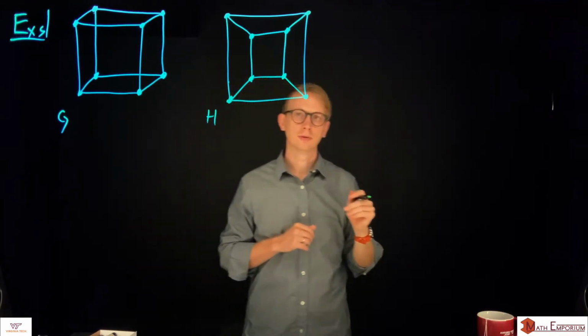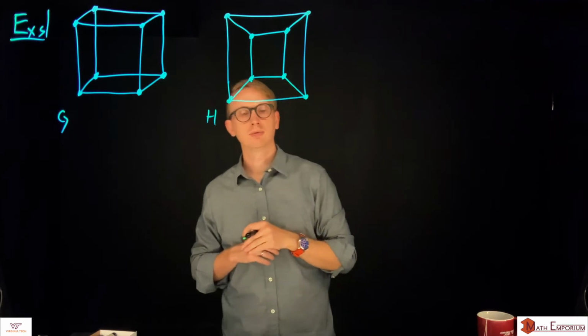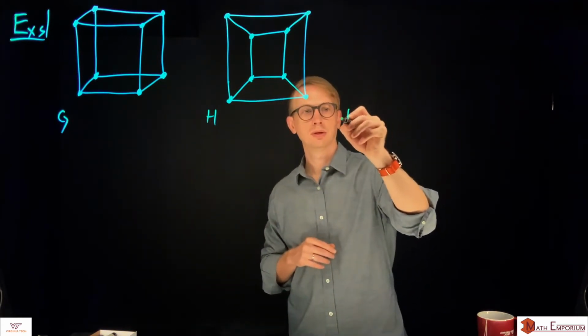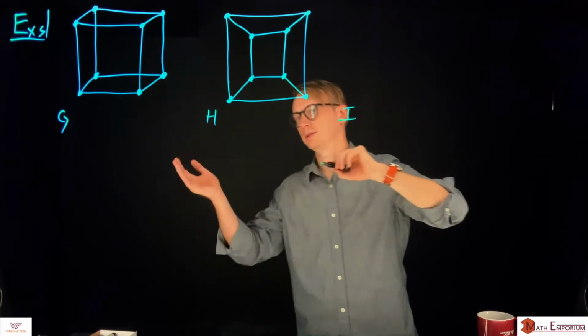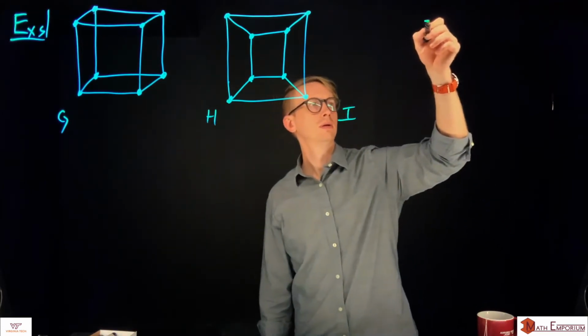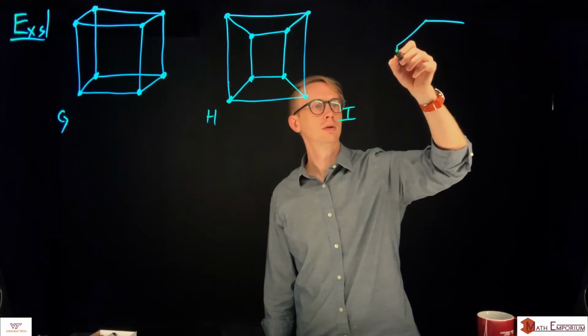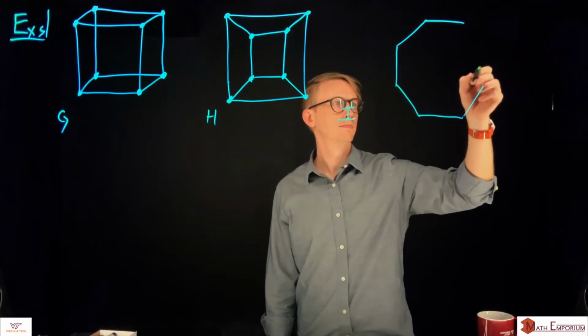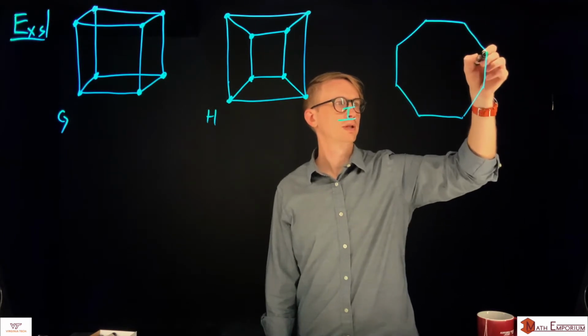Okay, and hopefully you're starting to have some thoughts about how G and H might relate. Let me do one more. I'll call it I. Well, it's a weird name for a graph, but that just goes in the alphabet. This is supposed to be an octagon.